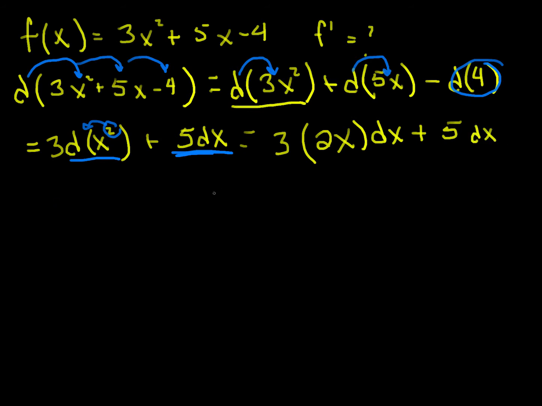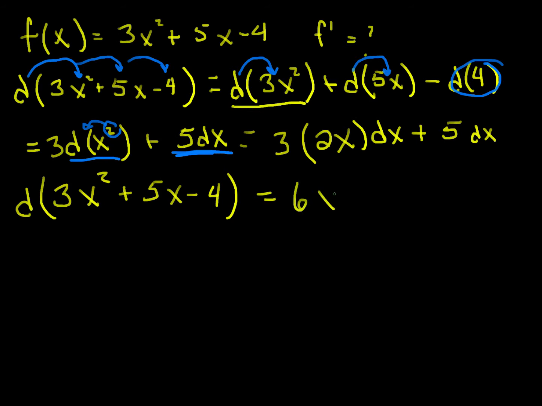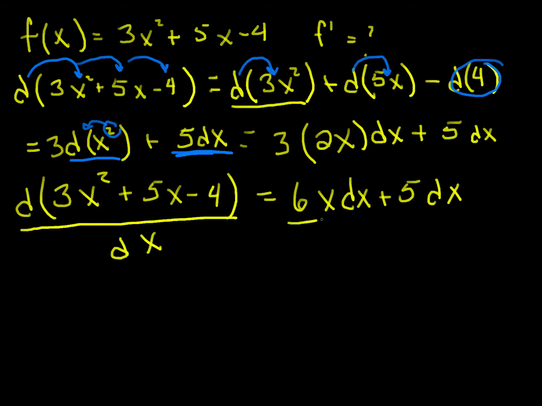So now I can say that the differential of 3x squared plus 5x minus 4 is equal to 6x dx plus 5 dx. That's the differential. If I want to know the derivative, then I simply take the differential and I divide by the differential of x. So that's how I go from the differential to the derivative.